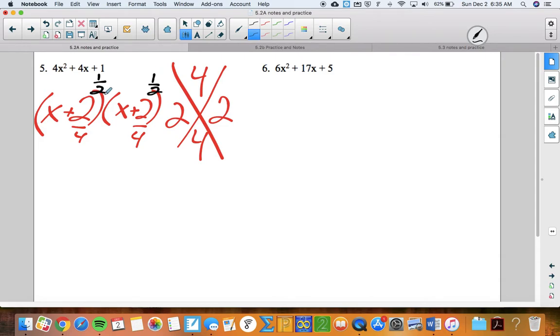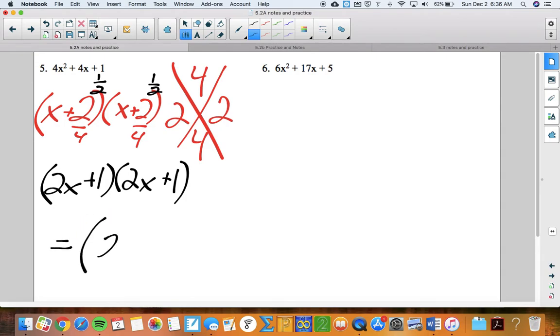So we put our new simplified denominator in front of the x, bring down our simplified numerator, put our simplified denominator in front of the x, bring down our new simplified numerator, and there we go. And hey, notice our two binomial factors are exactly the same. So that's the same as saying 2x plus 1 quantity squared.